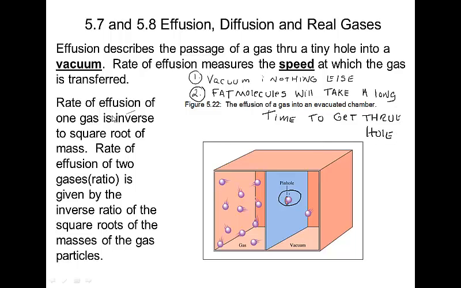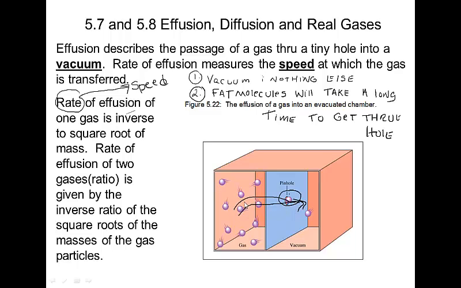I mean, read it again. The rate is speed. The rate of effusion is inverse to the mass. That means that the fatter the molecule is, the slower it's going to be to move through the hole. Nature abhors a vacuum. If this side is all gas particles and this is a vacuum, those gas particles are going to go through the hole into the vacuum.